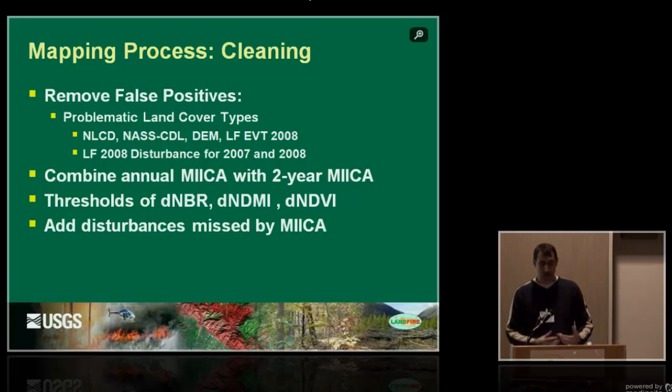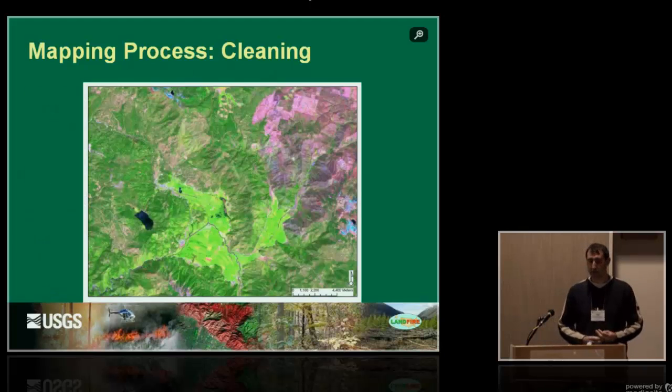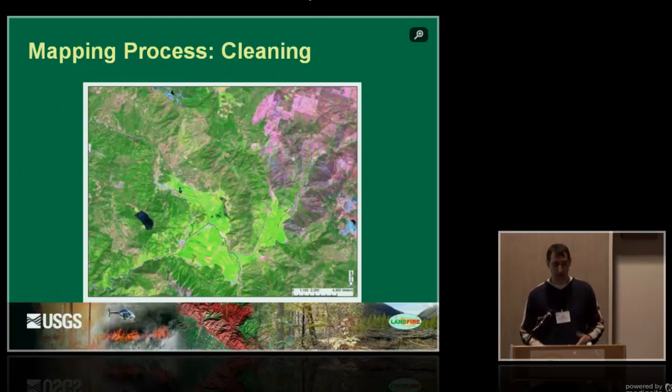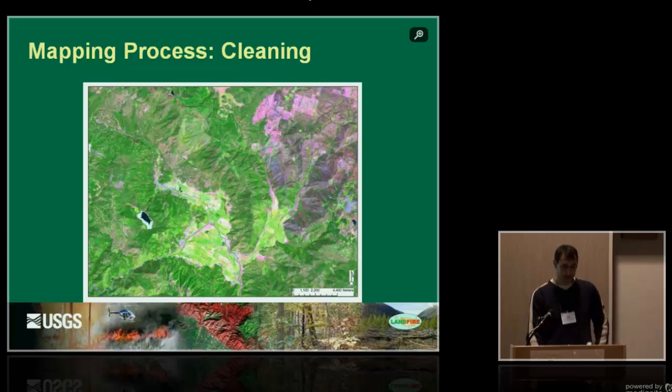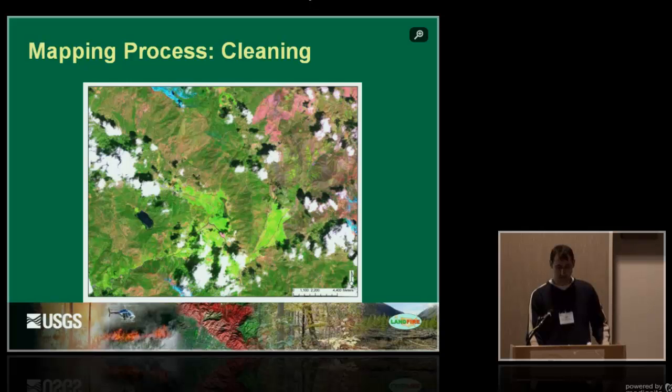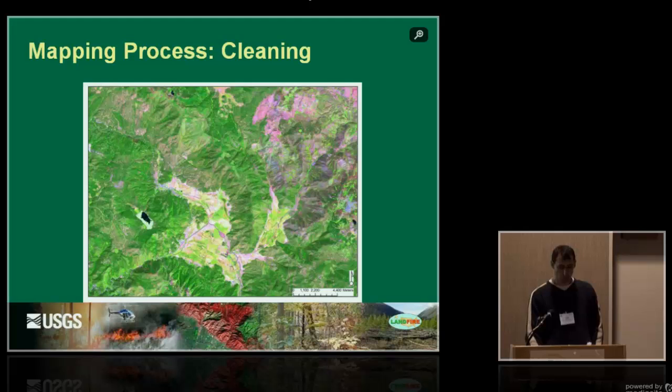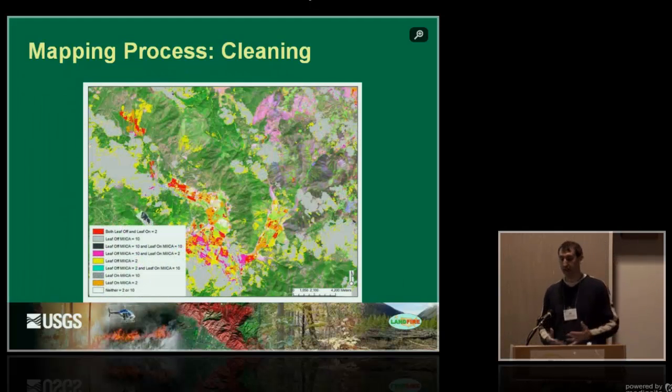So I hope you can see this, but I'll walk you through an example of that cleaning process now. This is one of the scenes in the stack. And then we have the same extent, just another scene from that year, so leaf off. And then we have a scene where we have a little bit of cloud shadow. And then the last scene in the stack is cloud free. So in this cleaning process, what the analyst has to do is try to separate out what's real change and what's not real change.